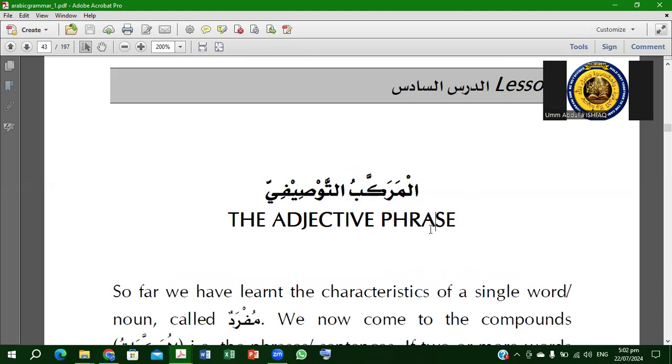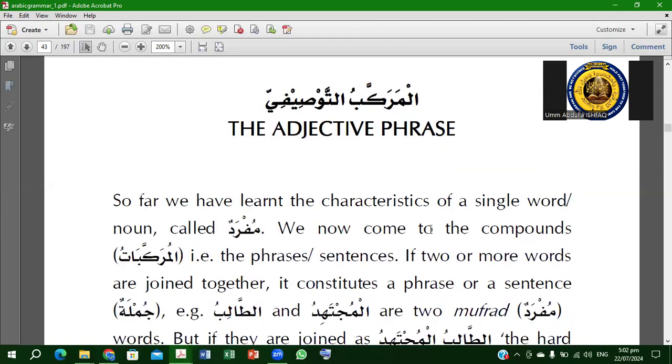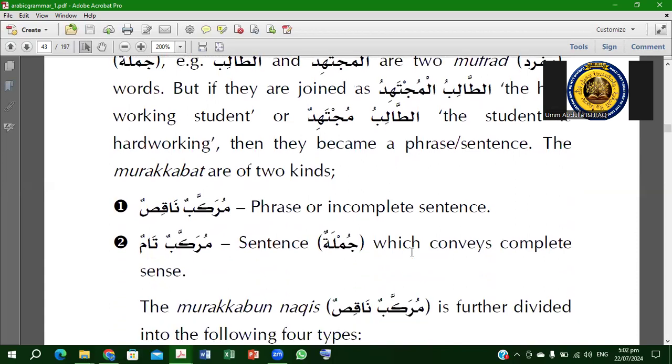They are not fully sentences. They don't give full sense. We don't make out the whole thing. What does it mean? It's just two words together. They are called phrases.